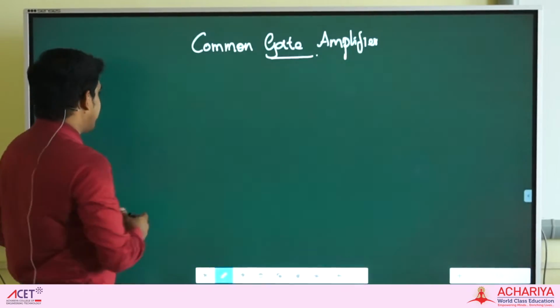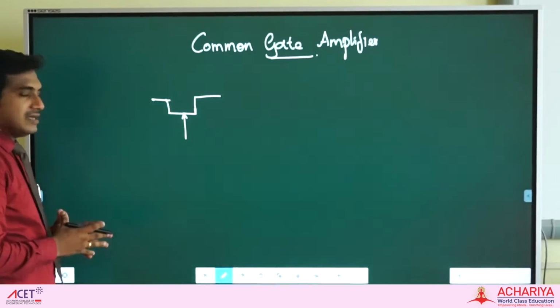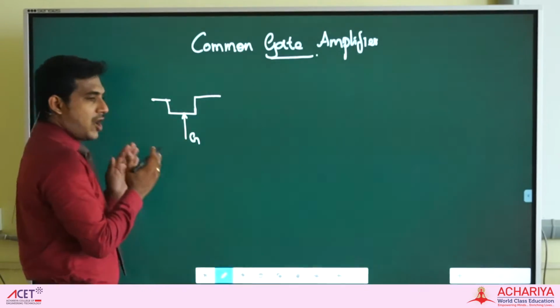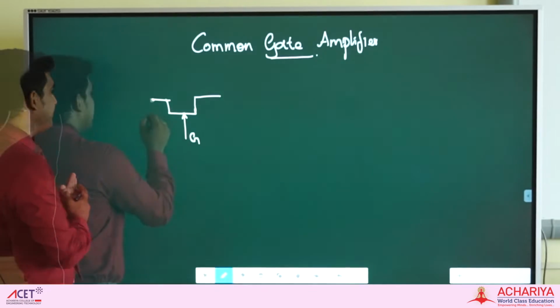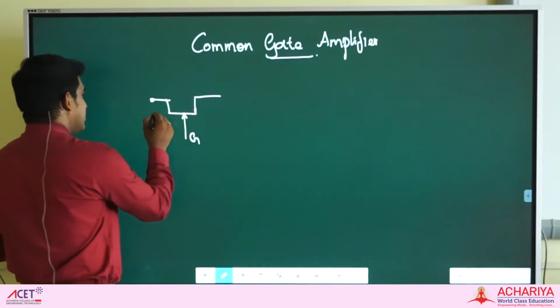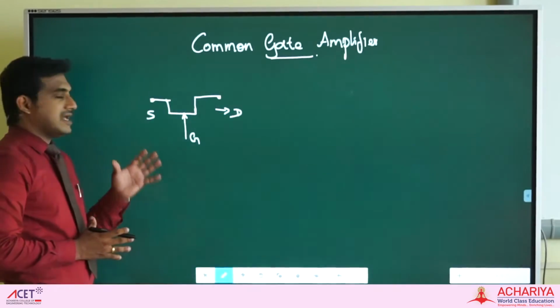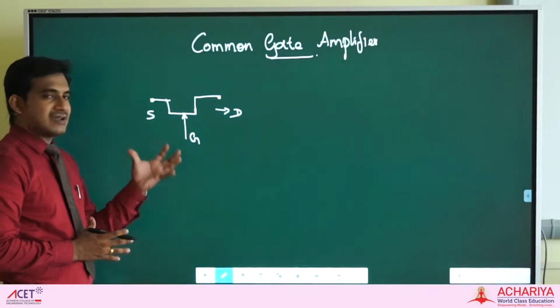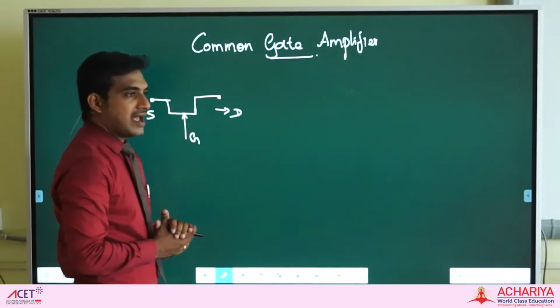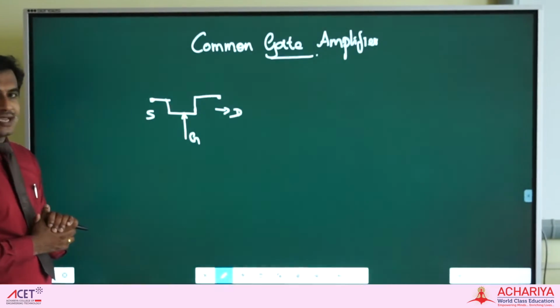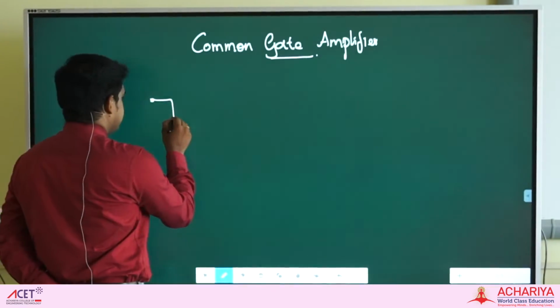We know the symbol of FET. In the common gate configuration, the gate terminal will act as a common terminal between input and output. We are giving input to the source terminal and getting the output from the drain terminal. That's why we call this configuration the common gate amplifier configuration. Now we can draw the basic amplifier circuit using common gate configuration.